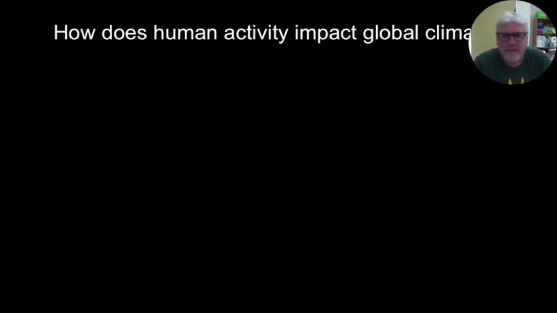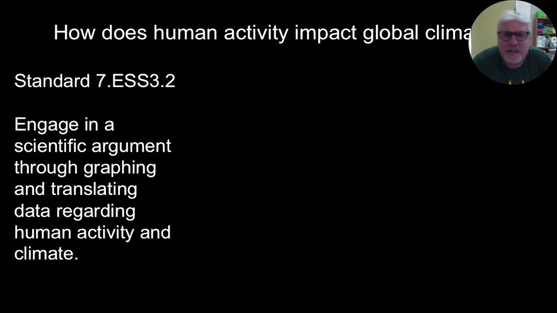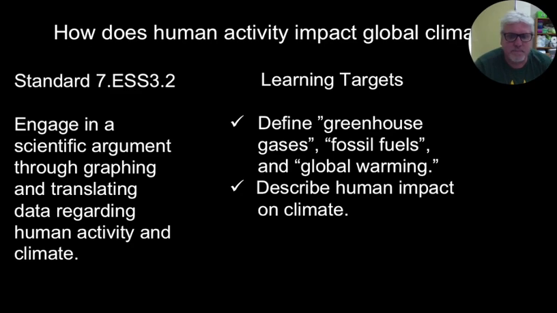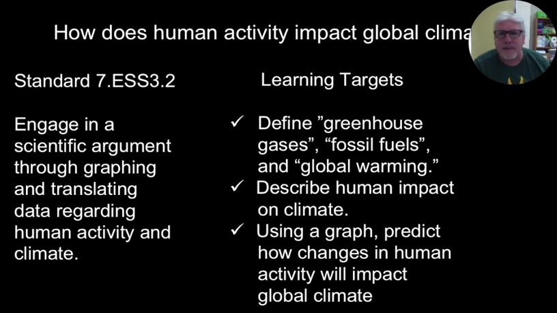Our activity today asks this question: how does human activity impact global climate? Our standard says we are to engage in a scientific argument through graphing and translating data regarding human activity and climate. We have 3 learning targets today. We want to be able to define greenhouse gases, fossil fuels, and global warming. Second, we want to describe human impact on climate. And then using a graph, we want to be able to predict how changes in human activity will impact that global climate.